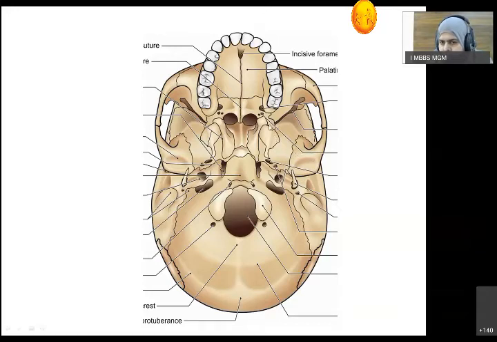Anteromedially, it is continuous with the pterygoid process, and posteromedially, it articulates with the petrous part of temporal bone. This is the petrous part of temporal bone. Along its posteromedial margin, there is a foramen, which is known as foramen ovale. Behind that, there is foramen spinosum.